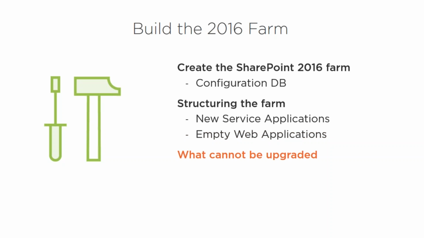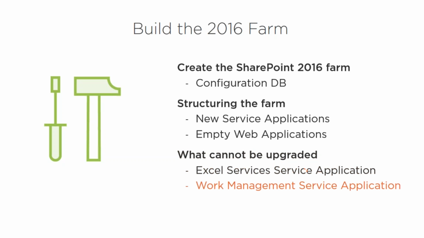So you also have to consider the things that cannot be upgraded. For example, Excel Services is removed from SharePoint 2016. It's now being served by Office Online Server. So you have to have a plan for that, and you have to test for that.